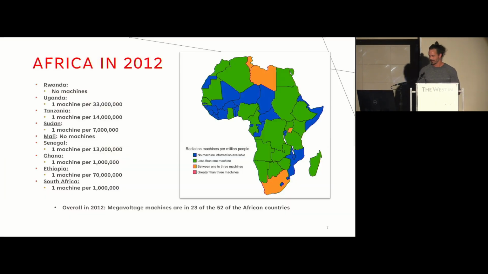So in 2012, when Radiating Hope started, this was what we found from the IAEA, getting into their directory of radiation oncology, and then we published it in the Red Journal. We found Rwanda at that time had no machines, Uganda one machine for 33 million, Tanzania just had one machine at the time for 14 million, and so on.